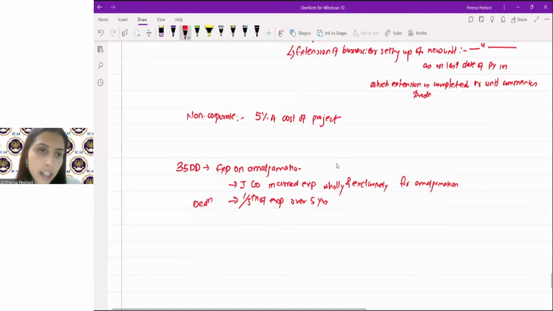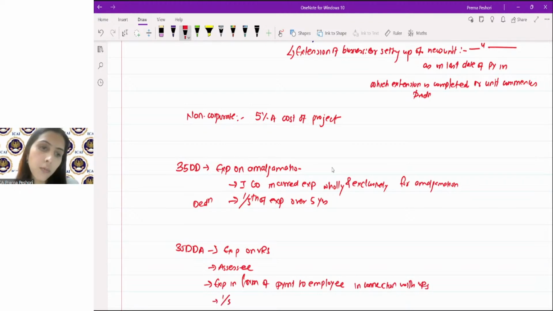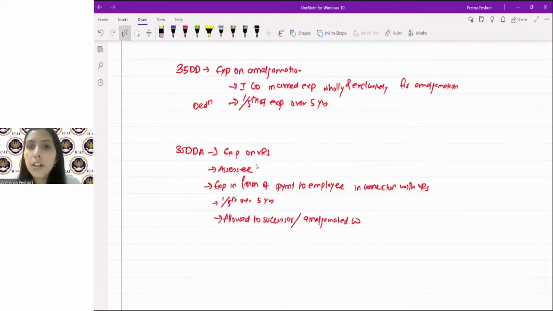Similarly, under 35DDA, we have for expense on VRS. Again, it's the same thing. It applies to every assessee who has incurred the expense in the form of payment to employee in connection with VRS, then again it is 1/5 over 5 years. And this is also allowed in the case of the succession to the successor, or in the case of amalgamation, to the amalgamated company. Are we clear?